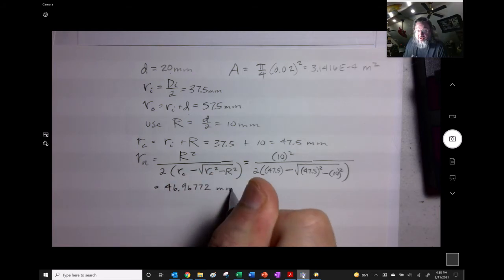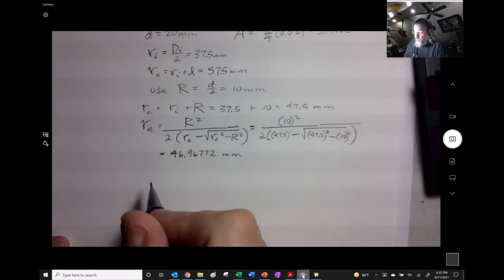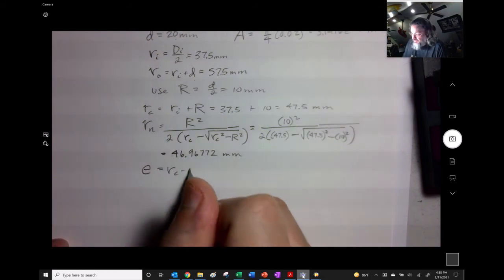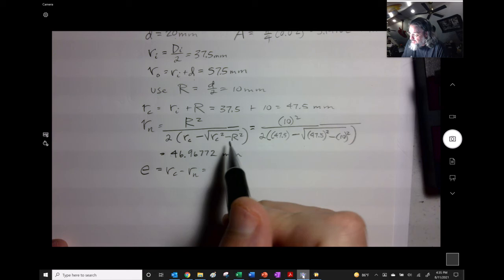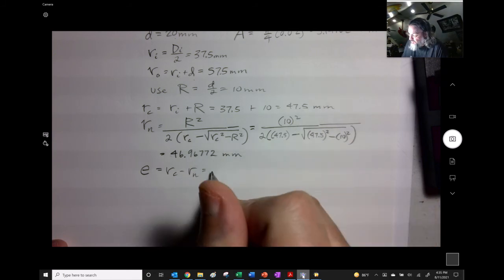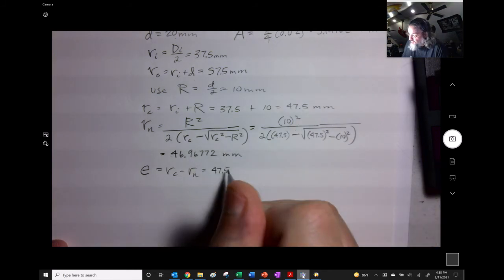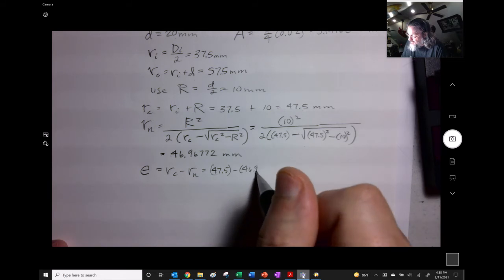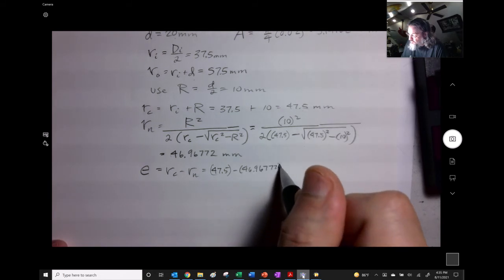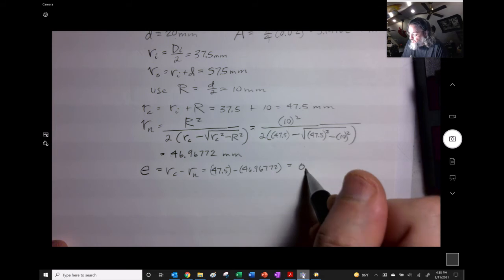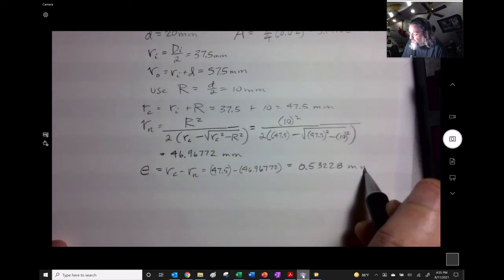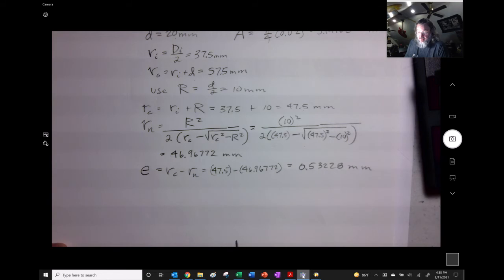46.96772 millimeters. So when we get to E, that's RC minus RN. And this one better be less than that one. Well, you can see I have 47.5 minus 46.96772, and you get 0.53228. So I guess I'd stick with 5 sig figs there. That's a lot of sig figs.